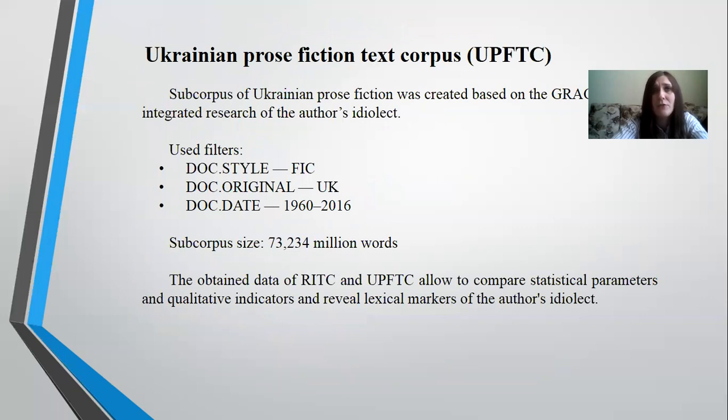For an integrated research of the author's idiolect, a subcorpus of Ukrainian prose fiction was created on the basis of the GRAC by the following filter: style fiction, original language Ukrainian, time span 1960-2016. The size of the corpus is over 73 million words. The obtained data of Roman Ivanychuk's text corpus and Ukrainian prose fiction allow us to compare statistical parameters and qualitative indicators and reveal lexical markers of the author's idiolect.